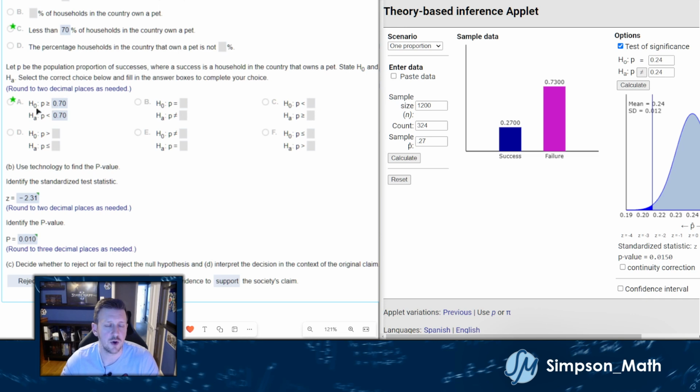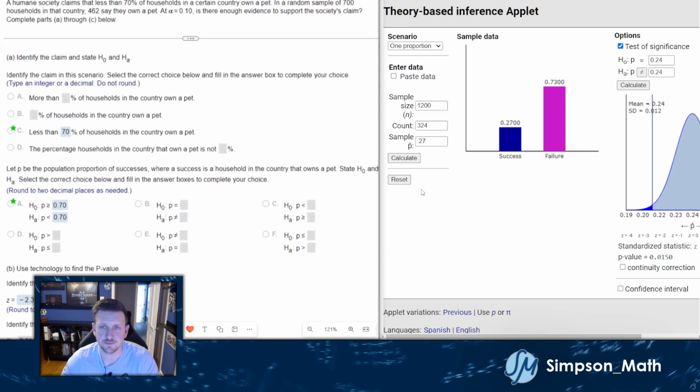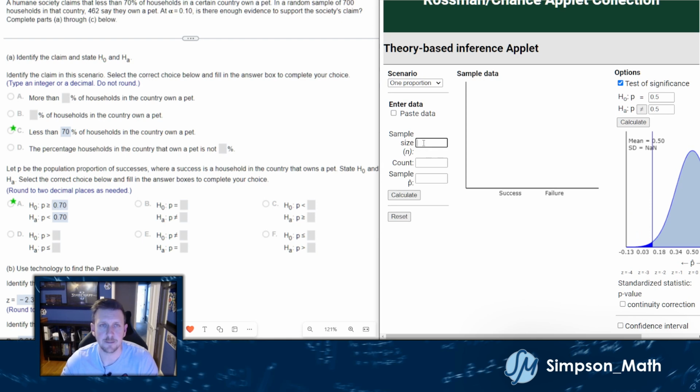So remember this one is about the households owning a pet. I'm just going to press reset, so that way most things will go away and we'll reset. My sample size is 700. This time I was not given p hat. Now, we did calculate p hat on our own, but I'm pretending I didn't do all the work by hand a second ago.